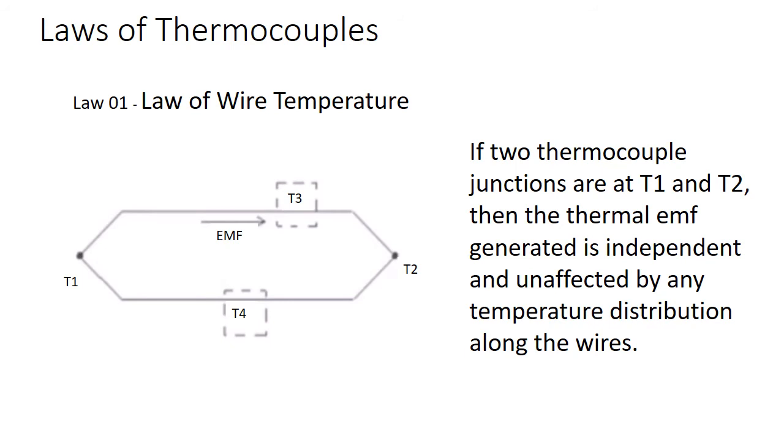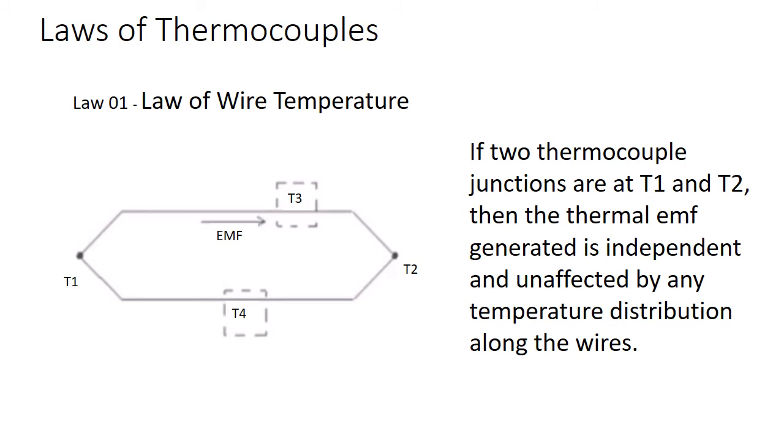Now we'll move on to the laws of thermocouple. These laws must be kept in mind whenever you are dealing with thermocouples. The first law is the law of wire temperature. In the figure you can see two thermocouples. The junctions are maintained at temperatures T1 and T2, and I have also denoted two other temperatures, the wire temperatures. The topmost wire has the temperature T3 and the bottom wire has temperature T4.